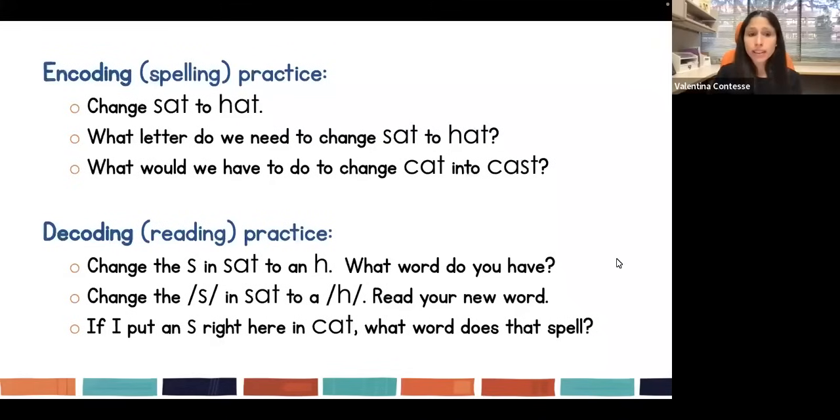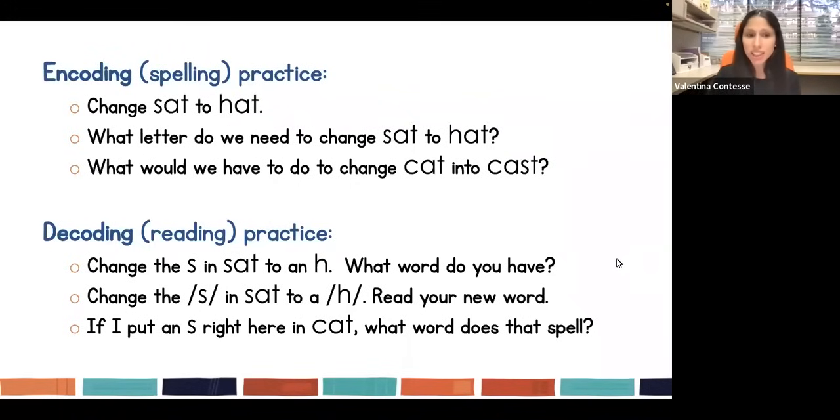So in the word work step, the goal is to provide students with both encoding practice and decoding practice. For encoding, we're helping students spell words, and for decoding, we're helping them read words. How students practice these two skills is dependent on the prompts that we provide them through our instruction.